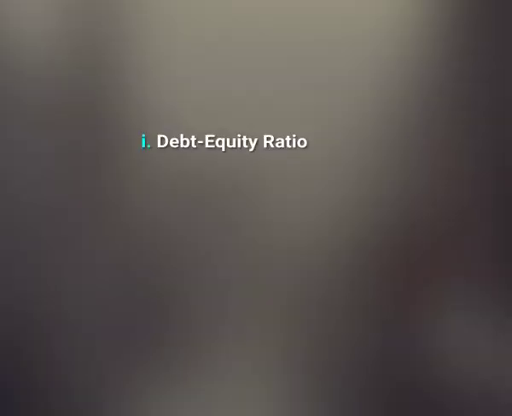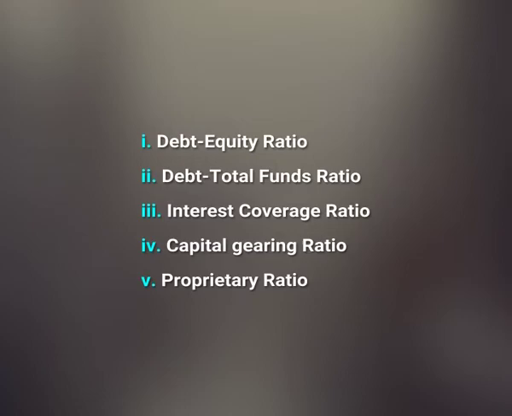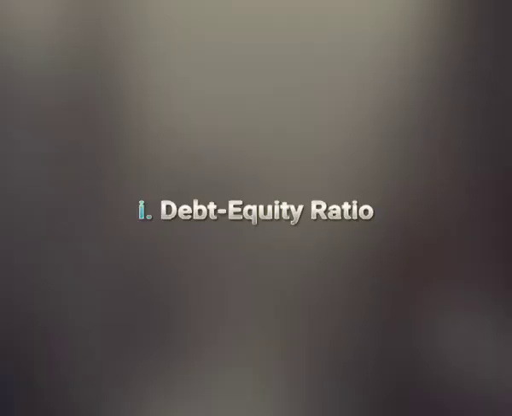Now, the following ratios are calculated to judge the long-term financial solvency of the concern. The first one is debt equity ratio, the second one is debt total funds ratio, the third one is interest coverage ratio, then the fourth one is capital gearing ratio, and the fifth one is proprietary ratio. So, we will be discussing each of these ratios one by one. First one is debt equity ratio.